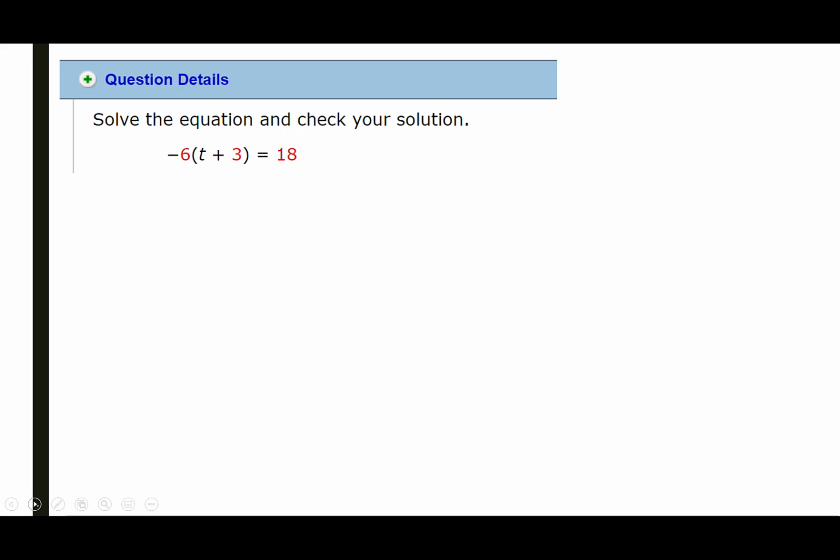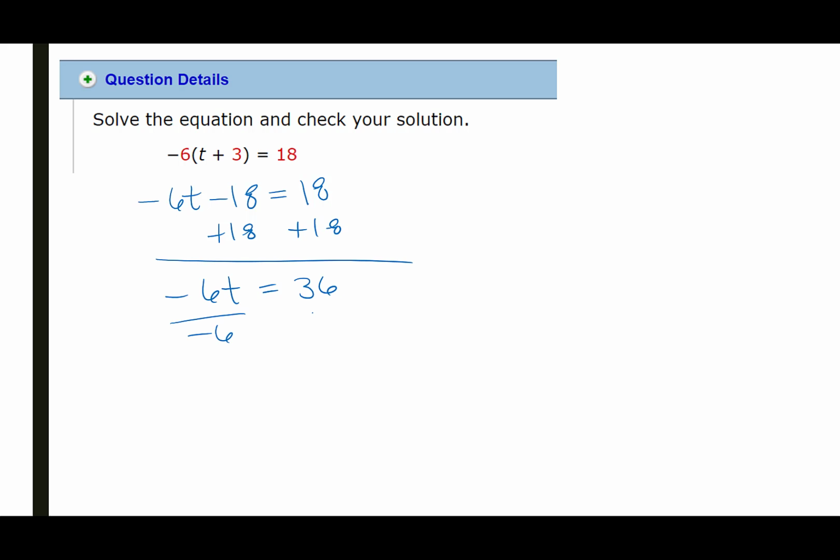Okay, let's start with this first one. -6 times t plus 3 equals 18. The first thing I need you to do is multiply -6 to both of those terms on the inside of the parentheses. It's -6t minus 18 equals 18. And now we'll solve the equation by adding 18 to both sides. -6t equals 36. Divide by -6.